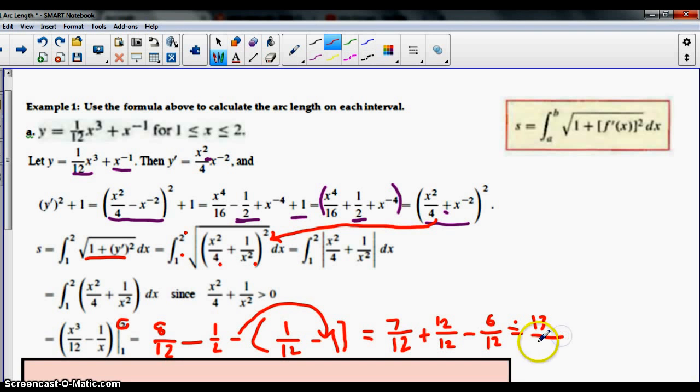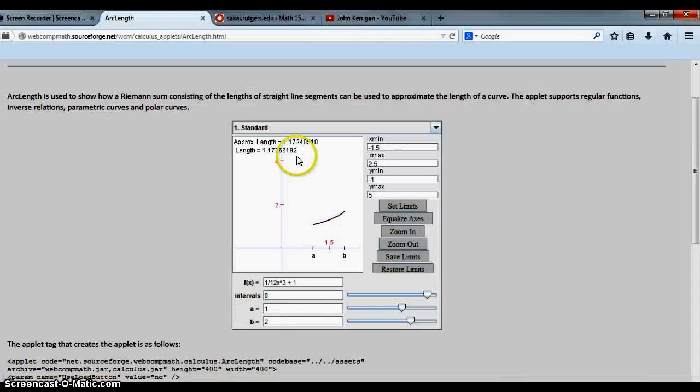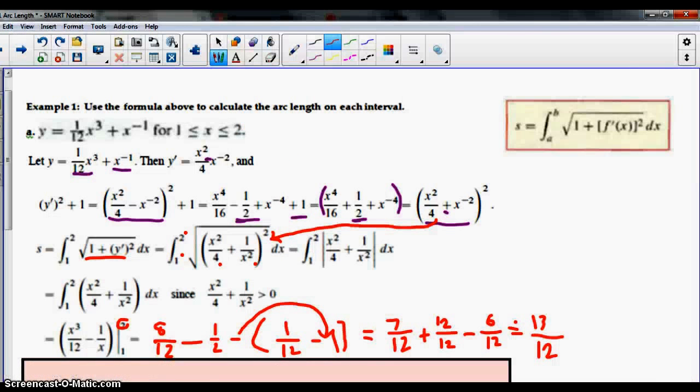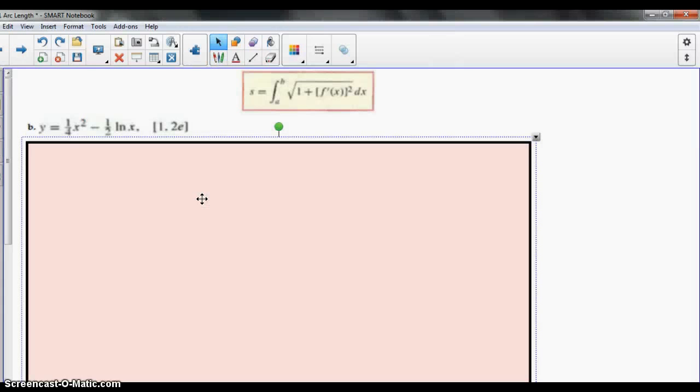Which matches our arc length approximation from earlier in the applet, approximately 1.17266192. Right, so that's a pretty straightforward application of the arc length formula. Next, we'll consider another example.